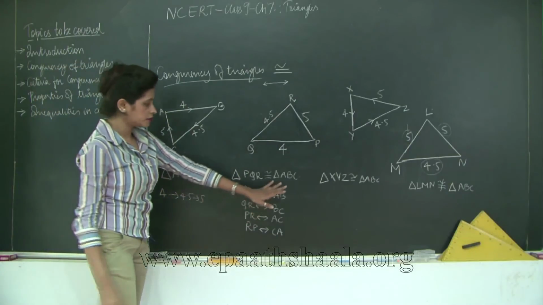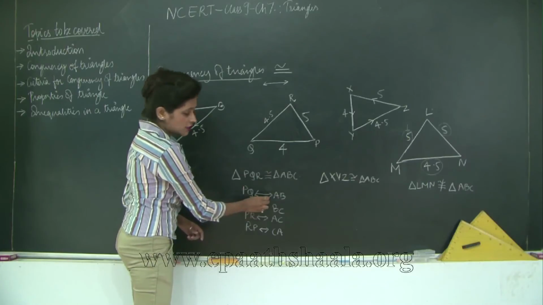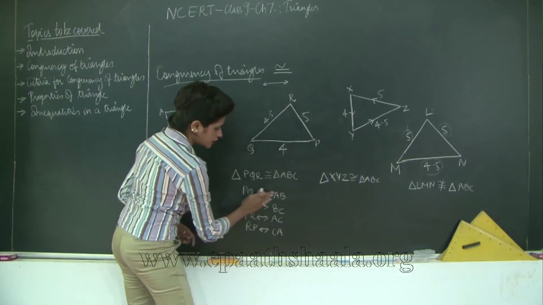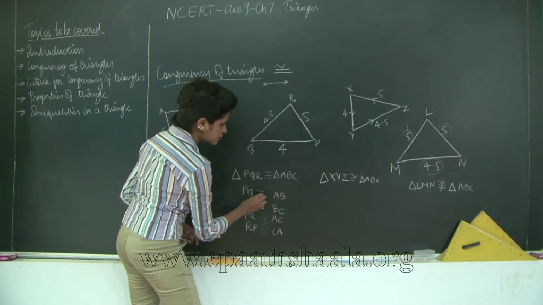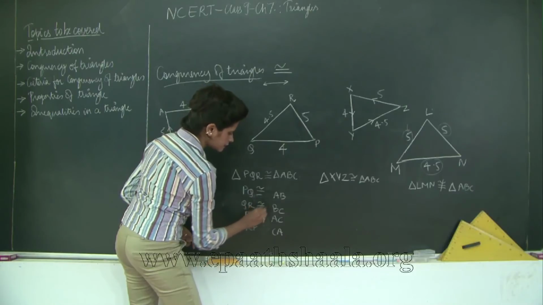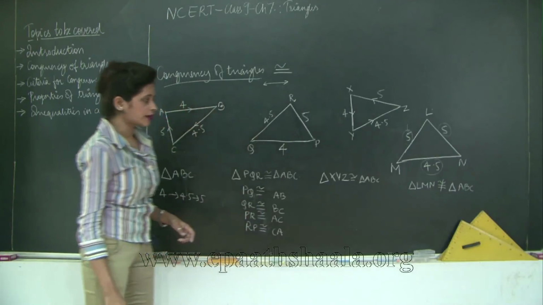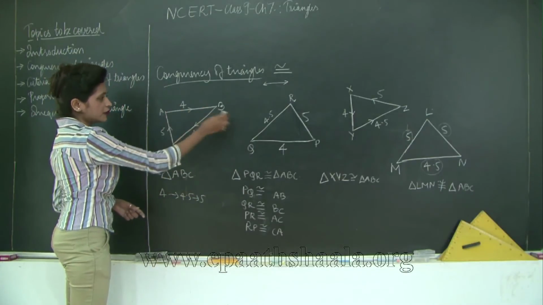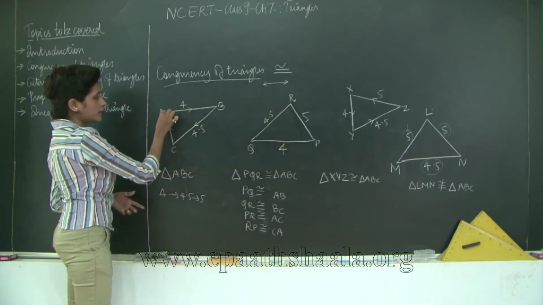Now if the two triangles are congruent, then the corresponding sides are also congruent. So I am just removing this corresponding sign, and I will say that these two sides are congruent. All these sides are congruent. Let's take into consideration the angles, because we have shown that the sides are equal or congruent. Now we will look for angles.